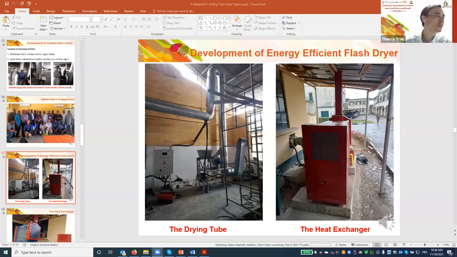So this is a snapshot of two parts of the flash dryer at FIRO. To the right, we have the improved heat exchanger, and to the left we have the beginning of the drying tube, and also the feeding system in the center. And to the left, the control panel with the PID and the various controls for the different motors and different parts of the dryer.